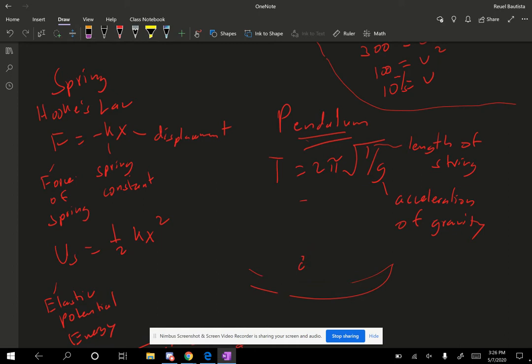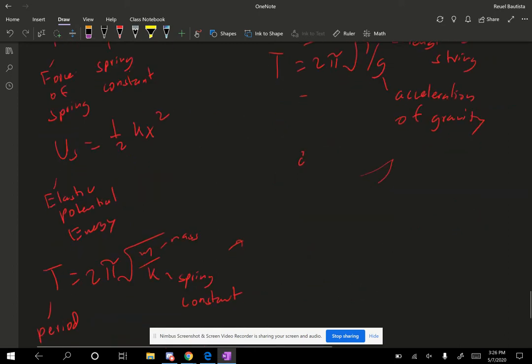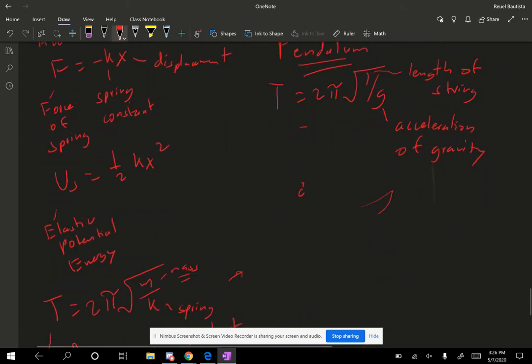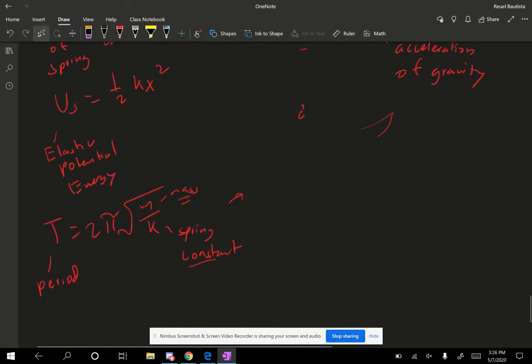Okay. So similarly, for a spring, the only thing that matters is the mass of the object that's moving, and the spring constant. Those are the only things that matter. Okay, super duper important to understand when we're talking about simple harmonic motion.